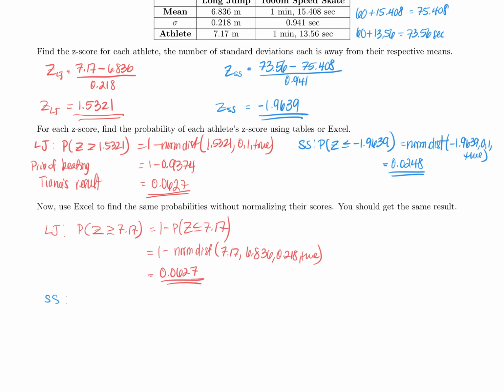If we do the same thing for Yorian and his speed skating, the probability of getting a time less than or equal to 73.56 is NORM.DIST of 73.56, comma, our mean, which is 75.408, comma, our standard deviation, which is 0.941, and true. Or we get our 0.0248. So we have options. We can standardize, or we can choose to just enter the data as it's given.